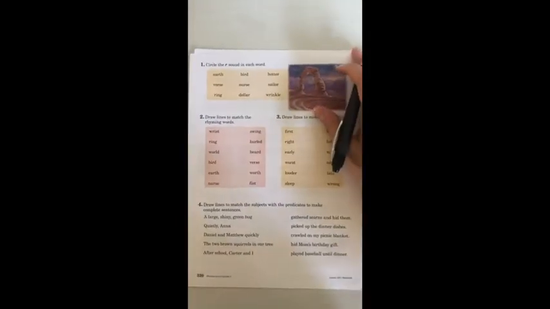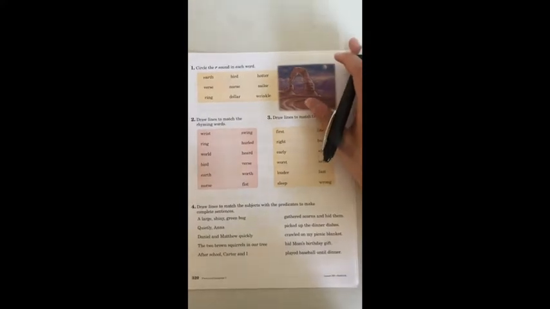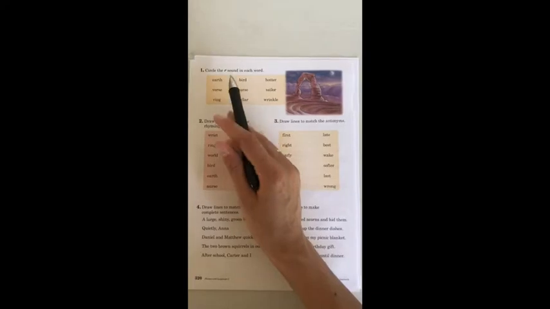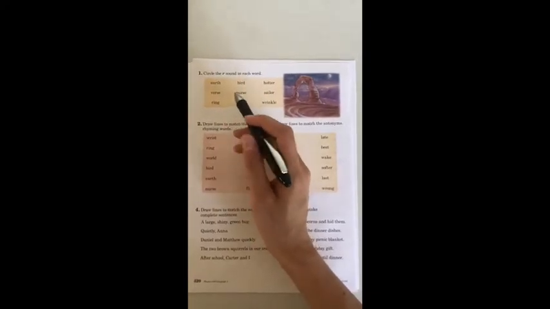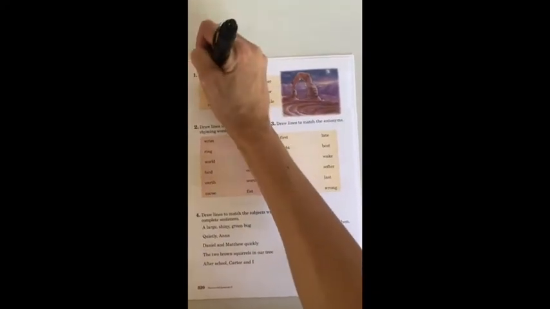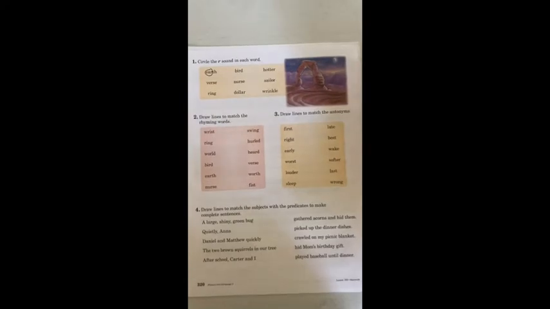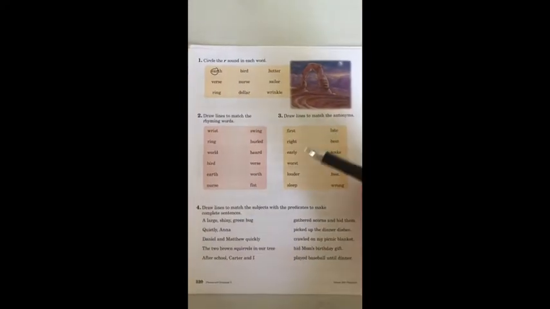Number 1 says circle the R sound in each word. So in earth, which letters make the sound? The E-A-R. Okay, don't just go through and circle the R's. Make sure you're circling the sound that makes the R sound, or the letters that make the R sound.